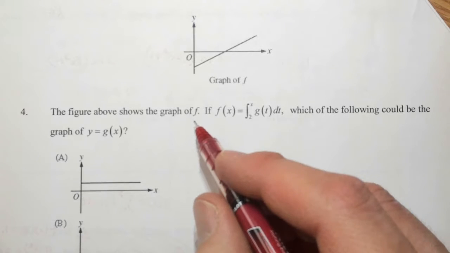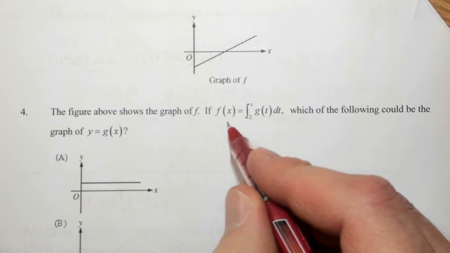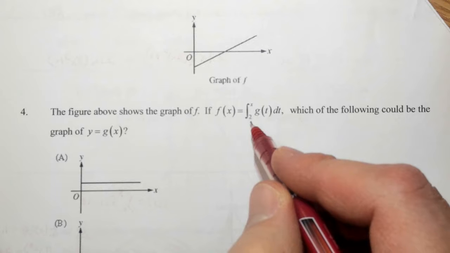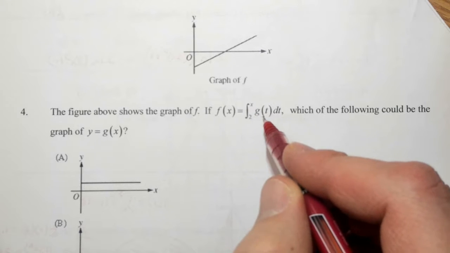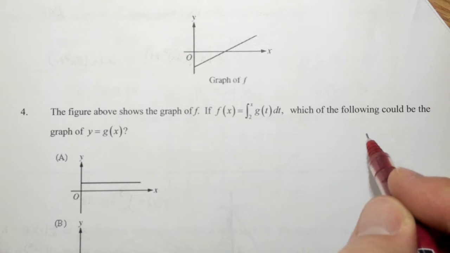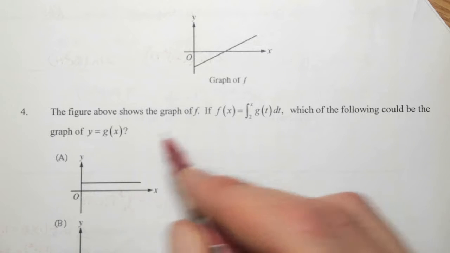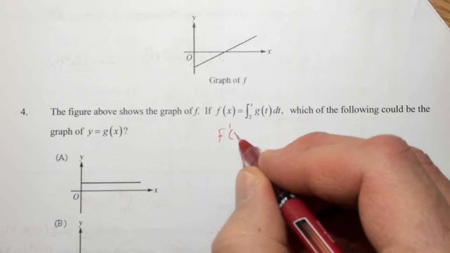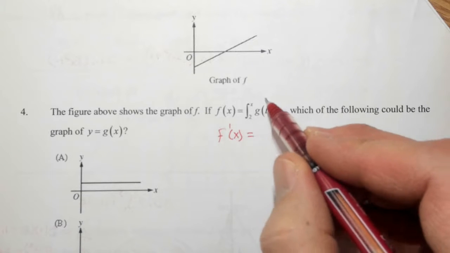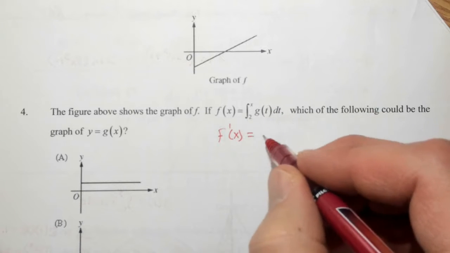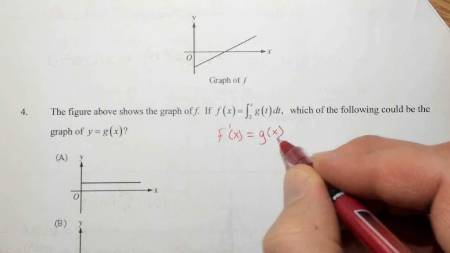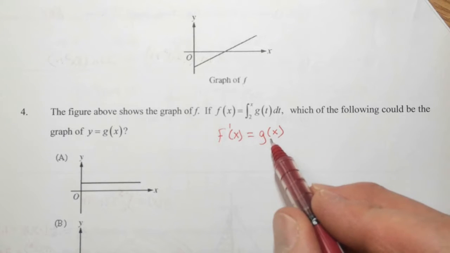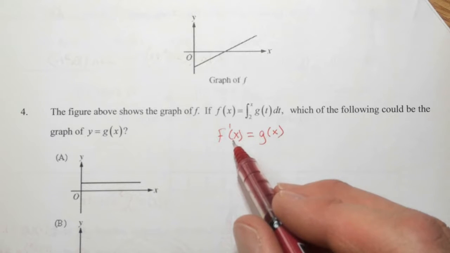Number 4, we're given the figure of f, and we're told that f is the integral from 2 to x of g of t dt. Which of the following could be the graph of g of x? Well, let's get g of x for starters. We know that if we derive f, then that means we're going to find the derivative of this expression, which means we're going to replace t with x.